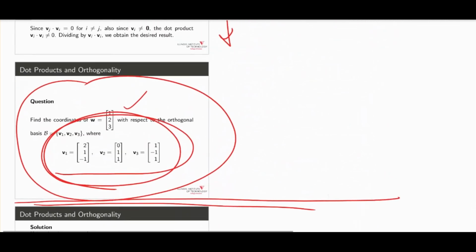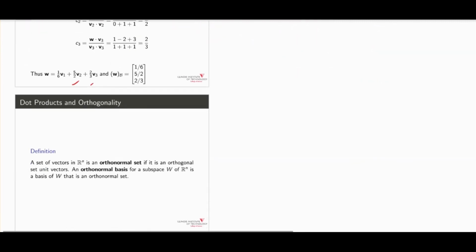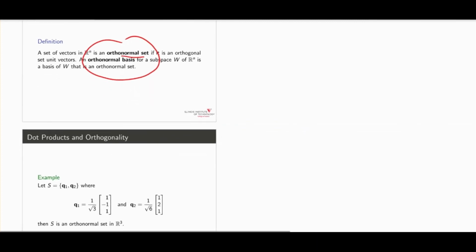Okay, now one last thing. We just want to make our life much easier. So instead of talking about orthogonal, there's another concept called orthonormal. Orthonormal is not so bad. First of all, it has to be orthogonal. Second of all, you want them to be unit vectors.